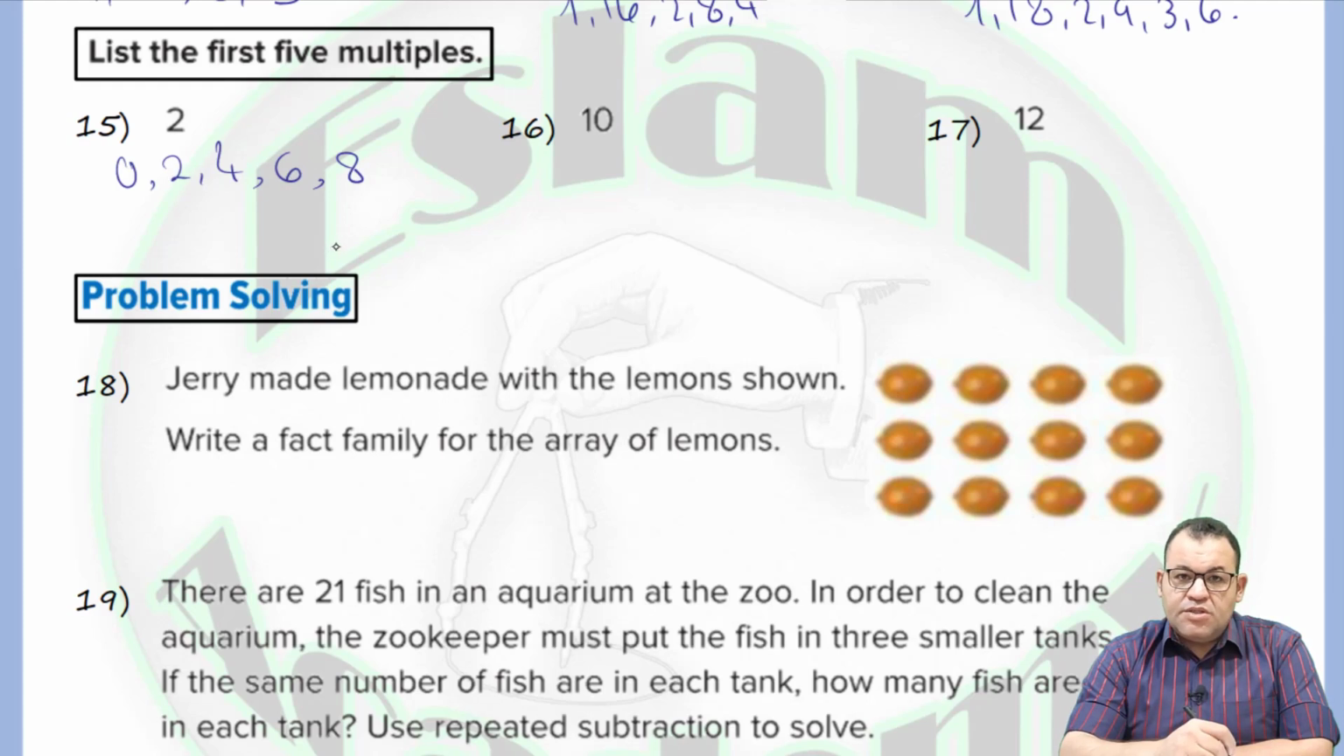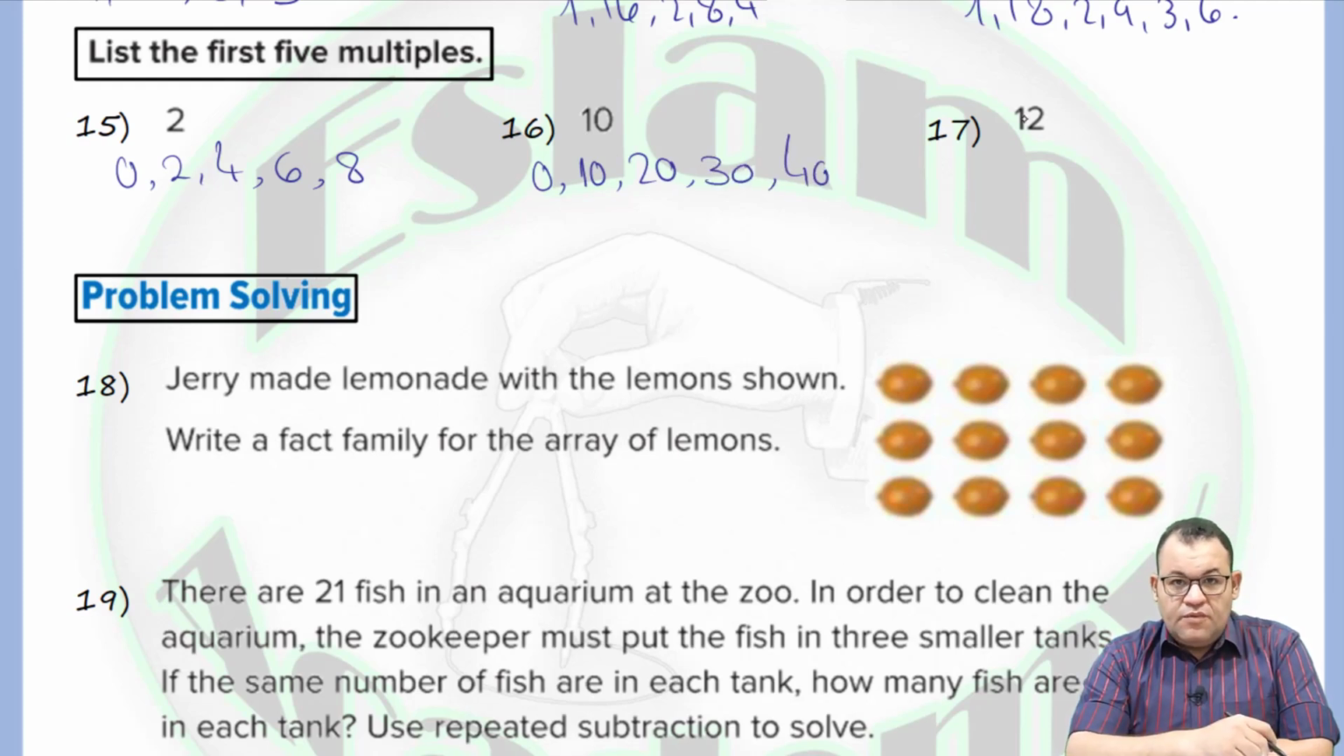Again, for question number 16, we need to find the first 5 multiples of 10. So 10 times 0 equals 0. 10 times 1 equals 10. 10 times 2 equals 20. 10 times 3 equals 30. 10 times 4 equals 40.